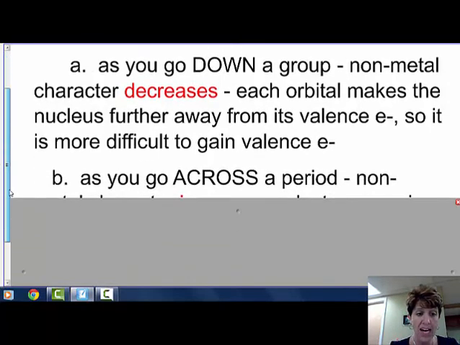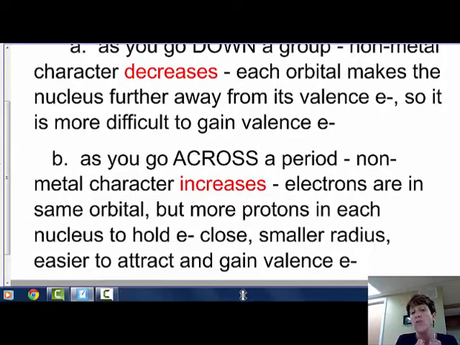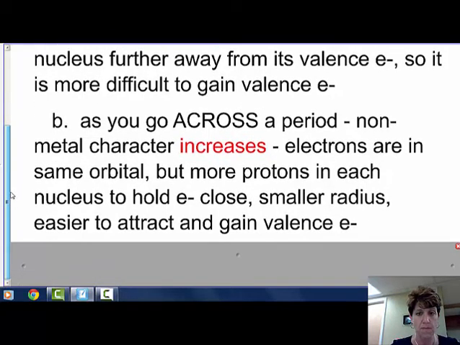And as you go across, the non-metallic character is going to increase because they hold their electrons close. They have a small radius. They are much more likely to gain electrons than they are to lose.